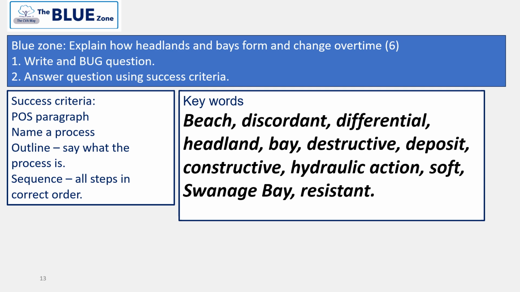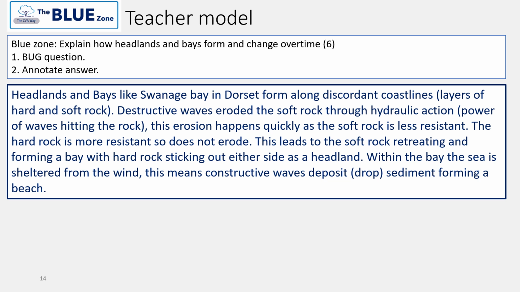Right, so here's a model of what success will look like. We've got headlands and bays like Swanage Bay in Dorset form along discordant coastlines. I've given a process, and then in brackets I outline it, layers of hard and soft rock. Destructive waves erode the soft rock through hydraulic action. I've given a process, so I need to outline it, power of the waves hitting the rock. This erosion happens quickly as the soft rock is less resistant. The hard rock is more resistant, so it does not erode.